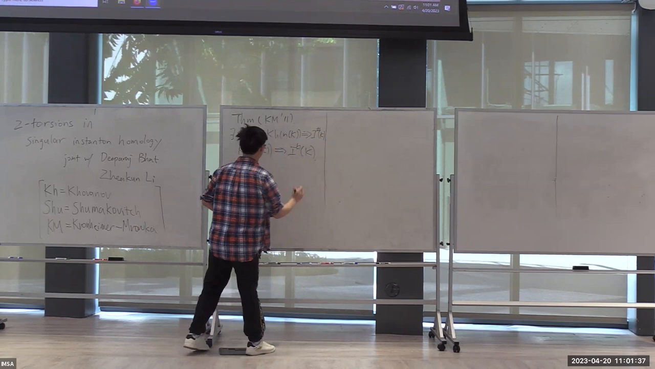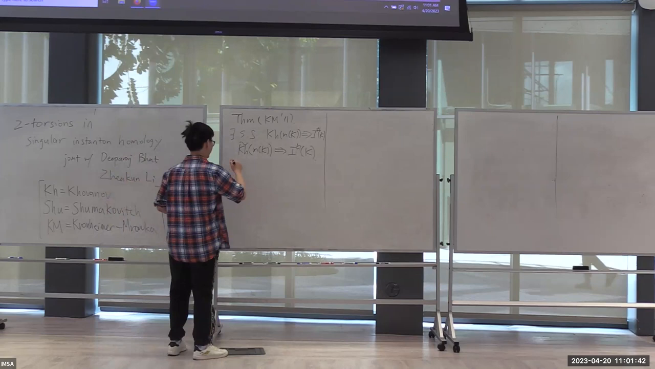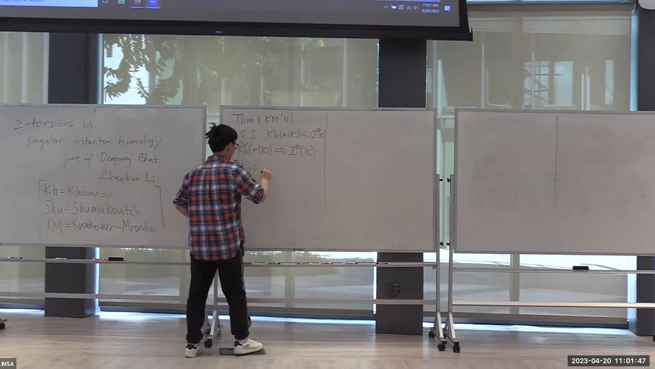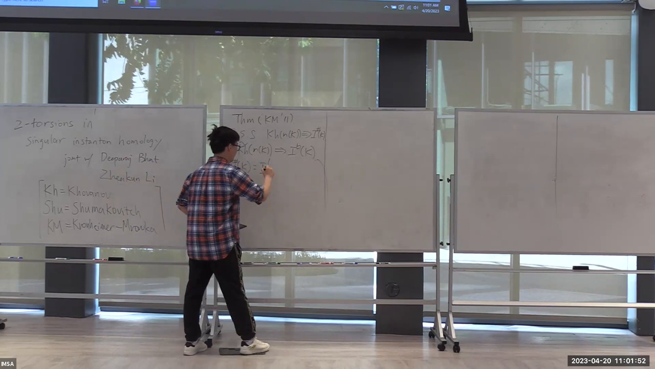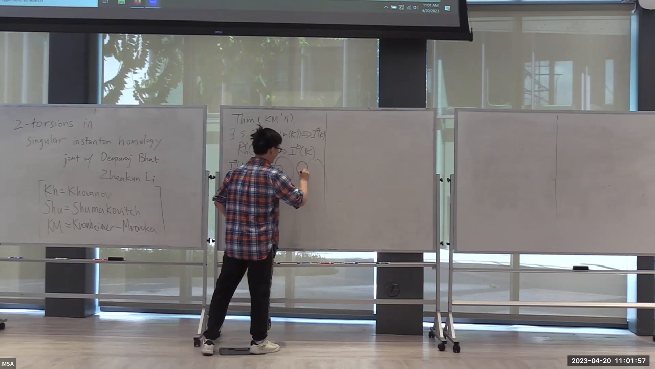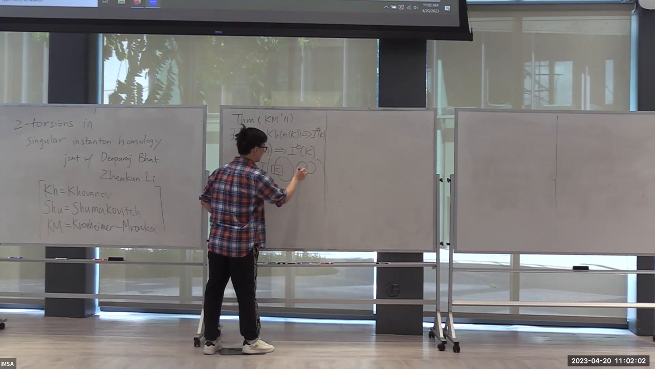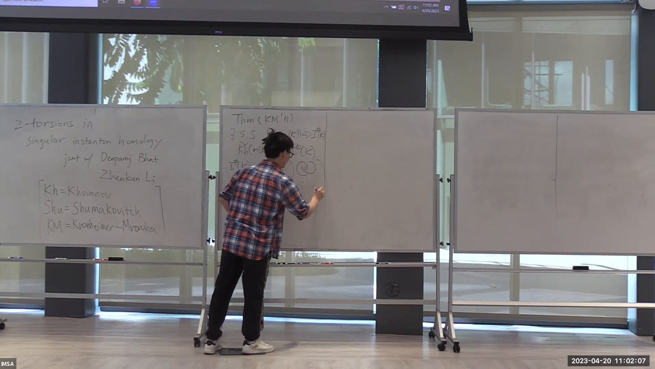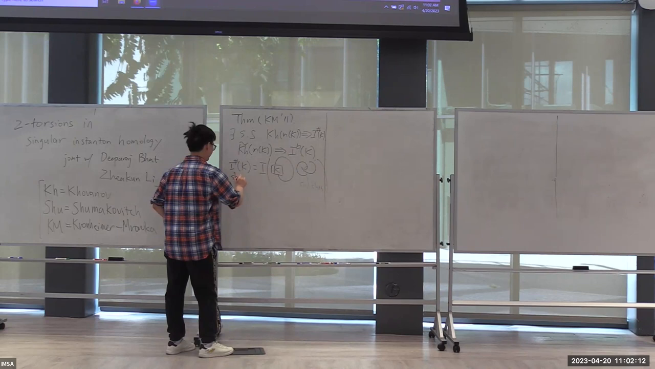For those who are not familiar with singular instanton homology, I will just draw a picture. I-sharp of K is obtained by applying some functor from instanton theory to the knot K. But here we add an extra Hopf link with R, which represents the Stiefel-Whitney class of the bundle. So this is our construction for I-sharp of K.